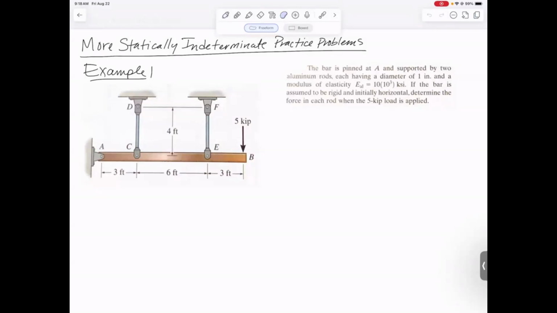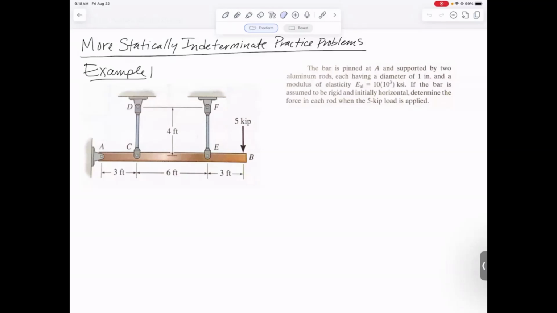Today, we're going to do more practice with statically indeterminate axially loaded members. These problems can be kind of tricky. The process is going to be the same every time. We're going to have a free body diagram. We will use equilibrium equations to solve for as much as we can, and then we will need a compatibility condition to put it all together.